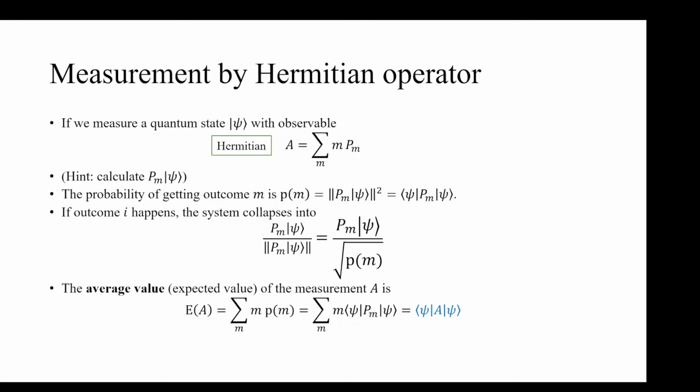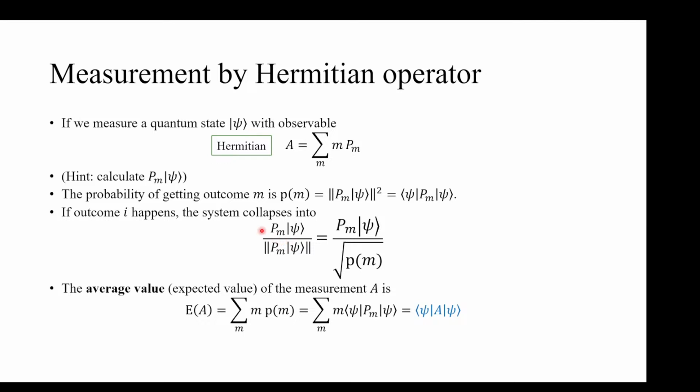With this new decomposition of A, A equals the summation of m Pm, which takes care of our degeneracy, we can have the outcome probability of getting m and the post-measurement state. The probability of getting outcome m is the norm of Pm psi, squared, and it can also be written in this form. The post-measurement state is Pm psi normalized, so Pm psi divided by this norm.